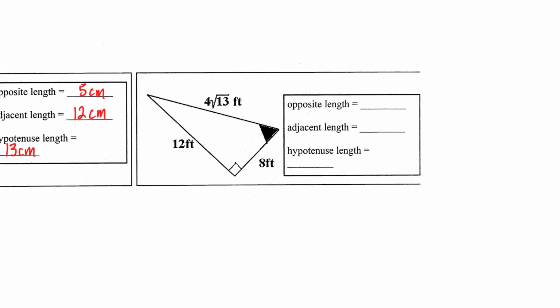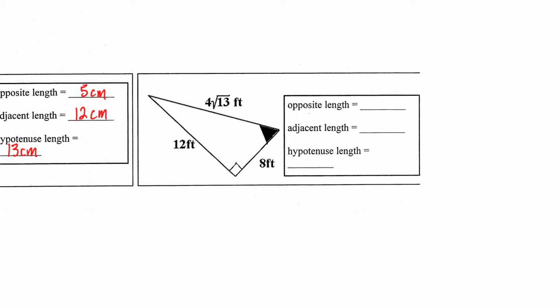Okay, on this one, which one is the H? 4 square root of 13. Which one's the A? 8. And then which one's the O? 12. So again, how long is the opposite side? 12 feet. How long is the adjacent side? 8 feet. And then the hypotenuse? 4 square root of 13 feet. Good. That's right.